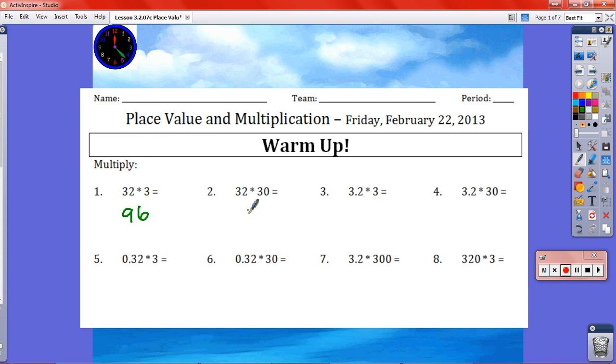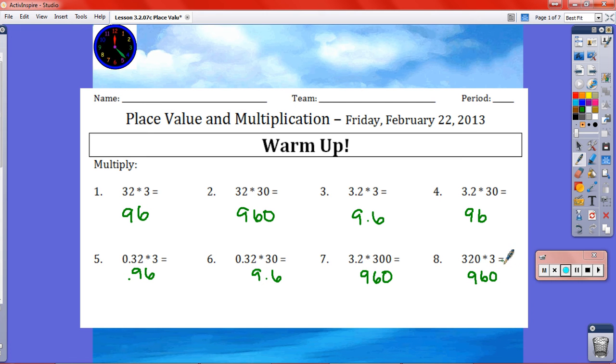And then this is 960. And then this is 9.6. And this one is 96. And this one is 96/100. And this one is 9.6, and this one is 960, and this one is also 960.